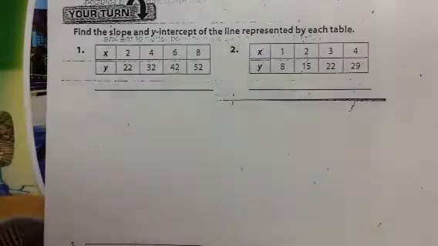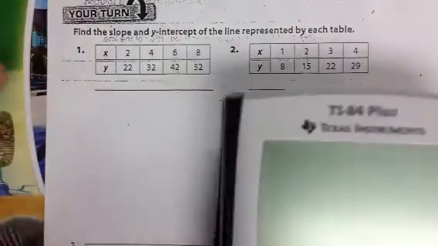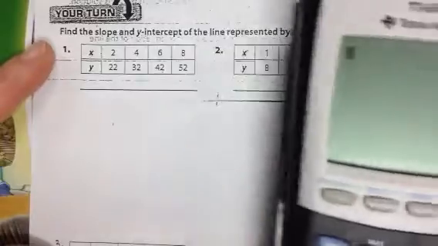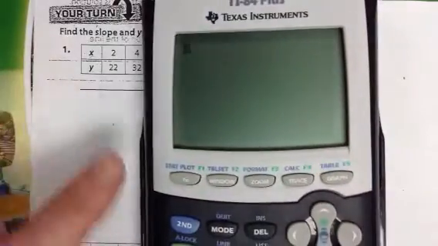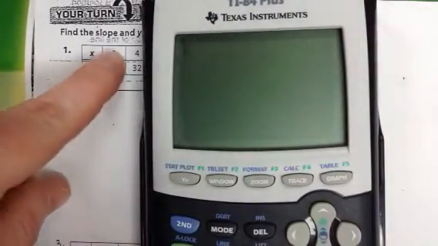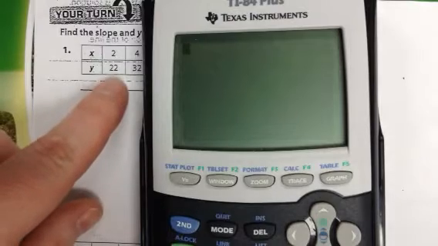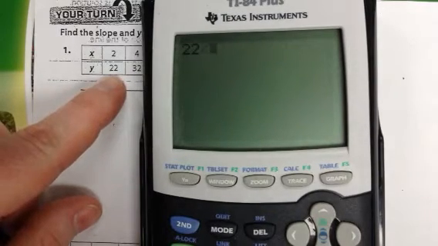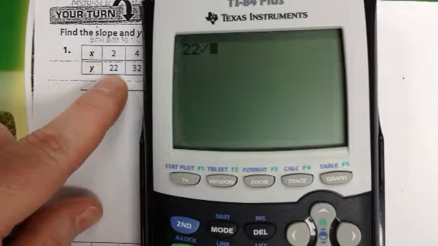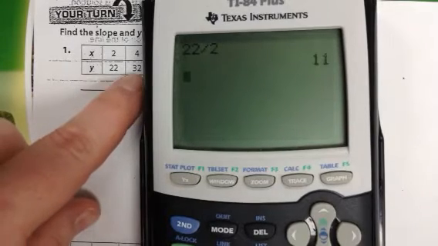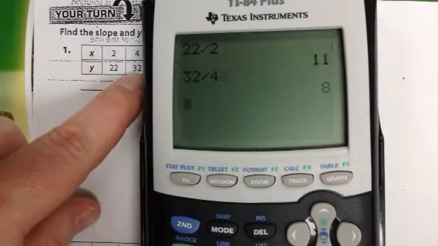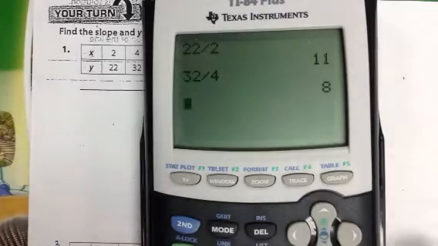So far with tables, we have talked about seeing if the table had a constant. And remember, that was taking the y value and dividing it by the x value. So if I start this table with the way that we've been doing our table, so 22 divided by 2, and then 32 divided by 4, notice that it does not have a constant.